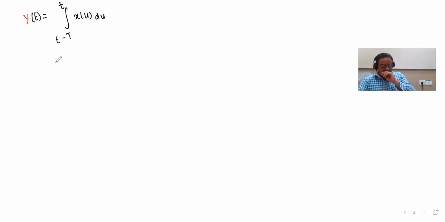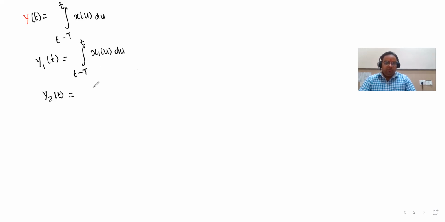So how do we check the linearity of the system? We basically give the first input. There are various ways of writing, and I'll write in a particular manner. Let us say the output y1 of t is the output for the input x1, so we have the integral of x1 of u du, varying from t minus T to t. Then we have y2 of t, which is the output for the second input, so we have the integral of x2 of u du, varying from t minus capital T to t.